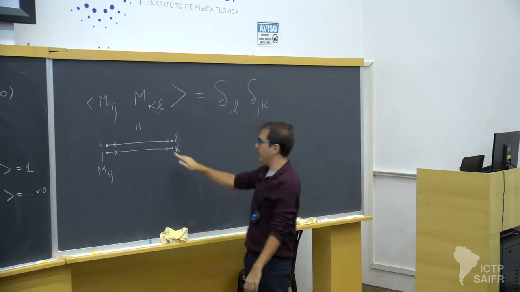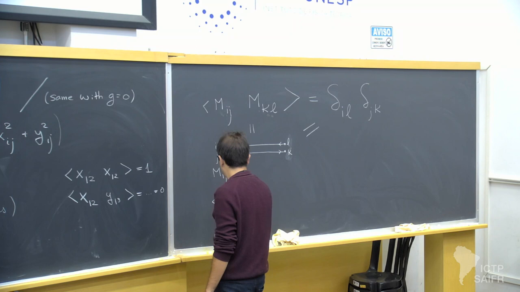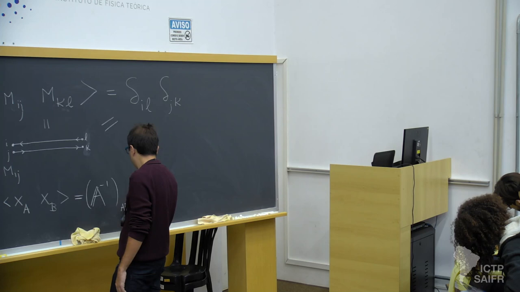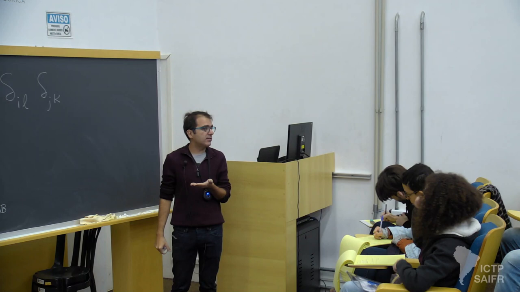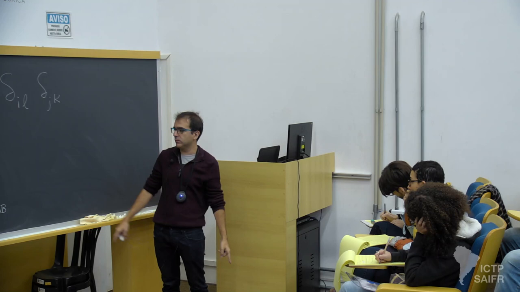So that now, and this is the analog of our XA, XB being equal to our inverse of our kinetic matrix, element AB. Right? So that's exactly what we did. What is our vector x here? It's just all possible components of the matrix. M11, x11, x12, x13, x14, y12, y13, y14. All variables would be our vector x.